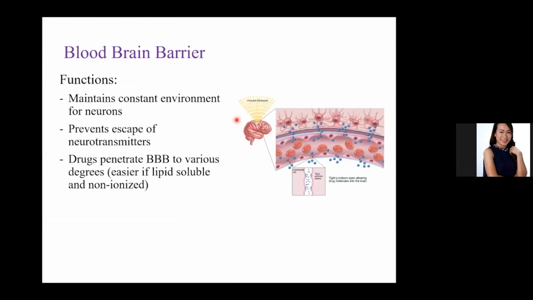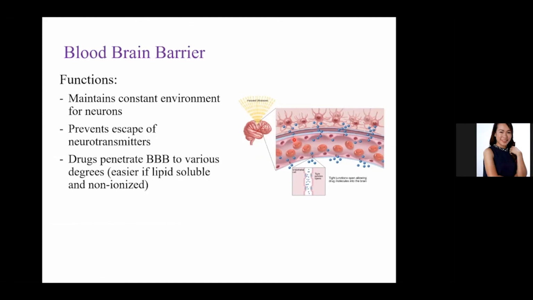Now, what is important to take note is the function of your blood-brain barrier. Why is this blood-brain barrier important? We have here your capillary, we have here your neurons. So this blood-brain barrier maintains a constant environment for our neurons. And of course, it will also prevent the escape of neurotransmitters.